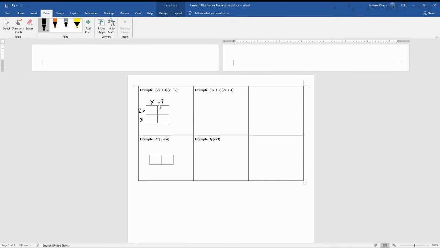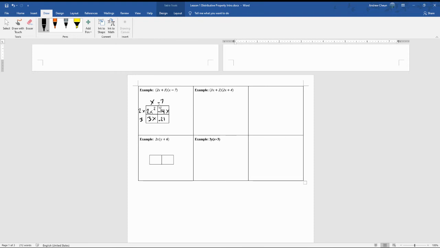So 2x times x, you can ignore the 2. We can just put the 2 there. And then it's x times x, which we just learned is x to the second power, x squared. 2x times negative 7. 2 times negative 7 is negative 14. And then you slap on the x. 3 times x is going to be 3x. And then lastly, 3 times negative 7 is negative 21.